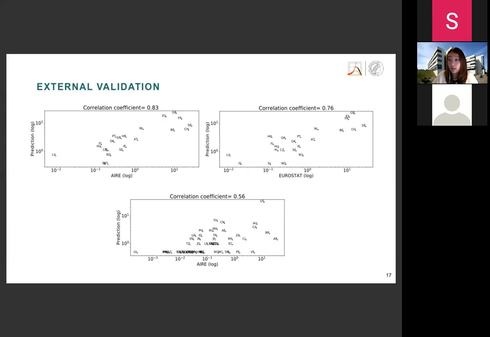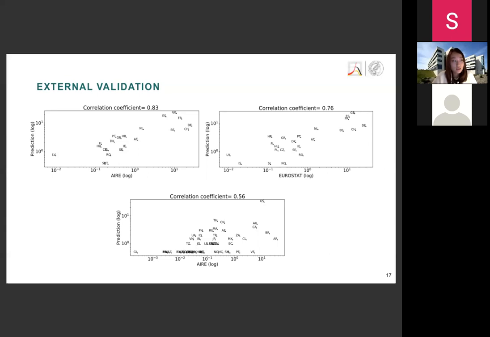A first interesting remark, which unfortunately is not stated here in the slide, but something that we remarked was that even between the official statistics themselves, the numbers did not match completely. And the correlation between the two official data sets that we obtained was 0.91.